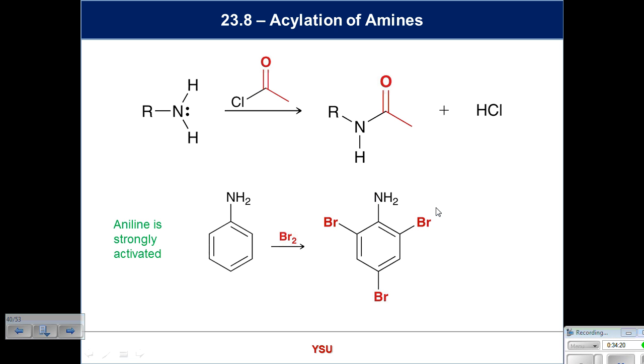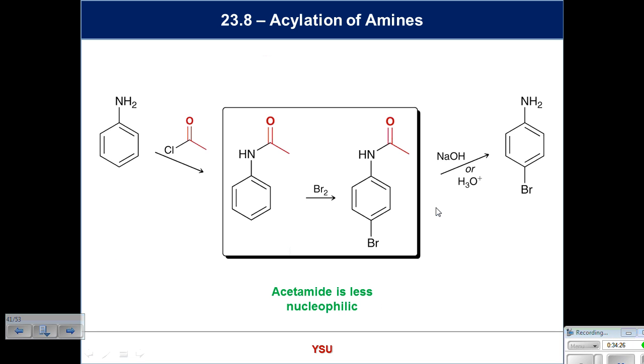Even though that lone pair is part of the pi system, in this case that helps by making the benzene ring more nucleophilic. So you don't necessarily need to have a catalyst right there. Well, we can use this amide as a group to help tame the NH2 group. What's happening here? What is this group behaving as in effect?